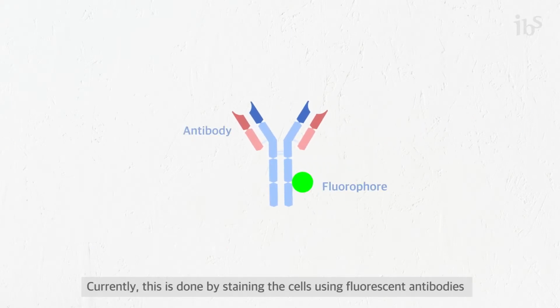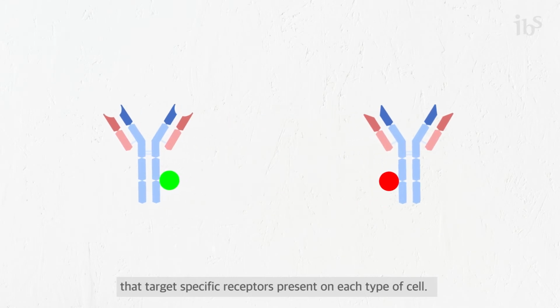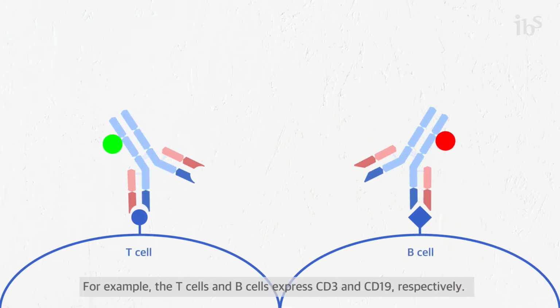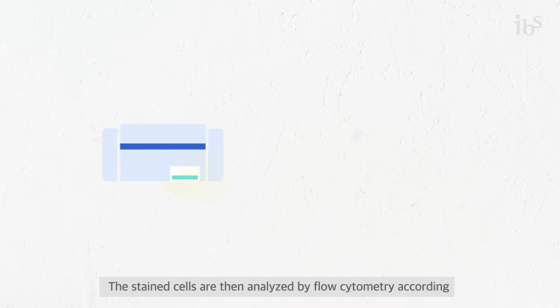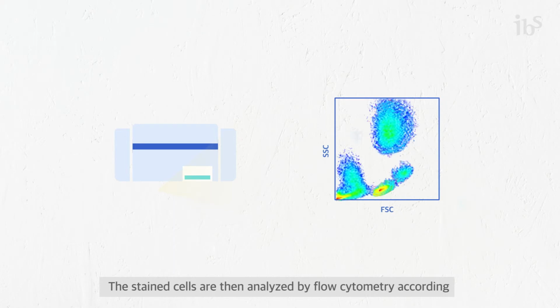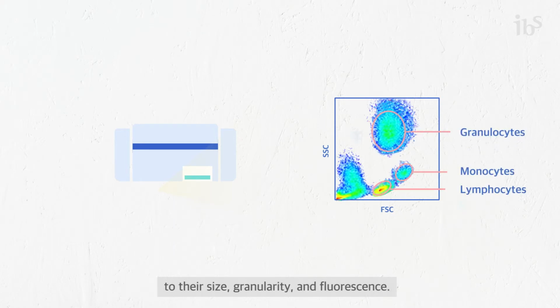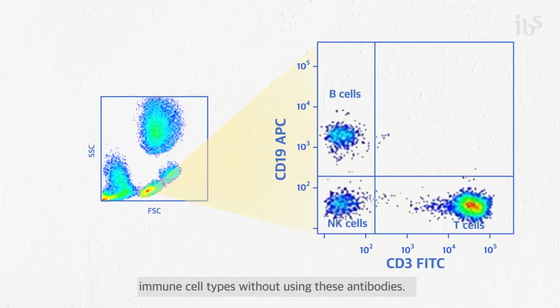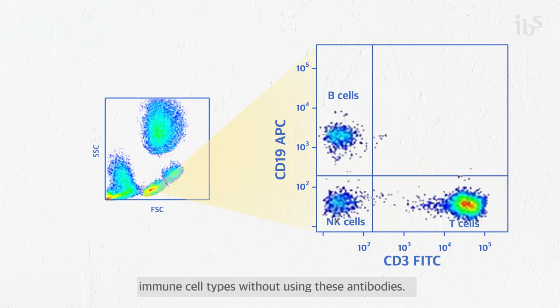Currently, this is done by staining the cells using fluorescent antibodies that target specific receptors present on each type of cell. For example, the T cells and B cells express CD3 and CD19, respectively. The stained cells are then analyzed by flow cytometry according to their size, granularity, and fluorescence. It has been long thought that it was impossible to distinguish different immune cell types without using these antibodies.